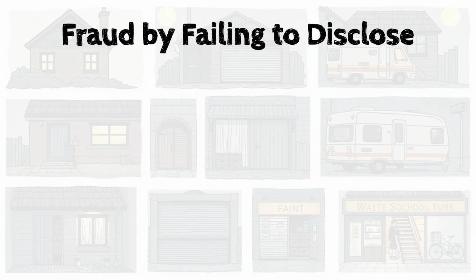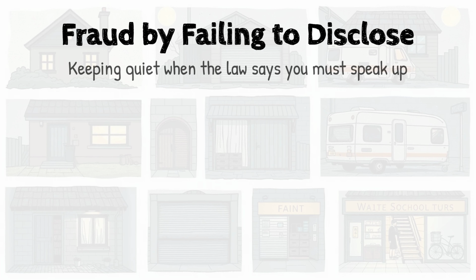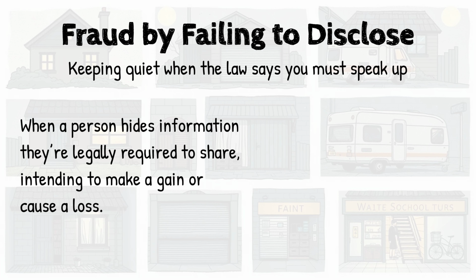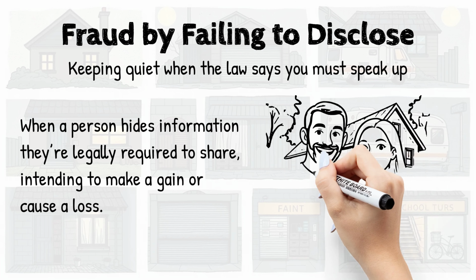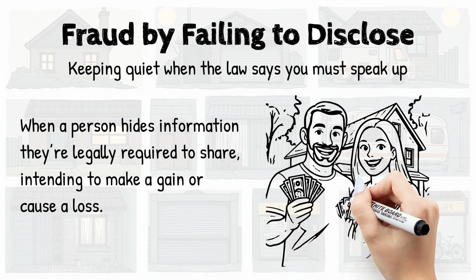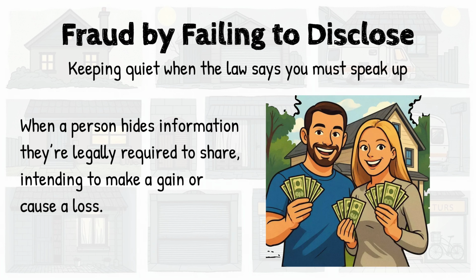Fraud by failing to disclose. Sometimes fraud isn't about lying. It's about keeping quiet when the law says you must speak up. Fraud by failure to disclose happens when a person hides information they're legally required to share, intending to make a gain or cause a loss. Imagine someone claiming benefits but not declaring their full-time job. Silence can be just as dishonest as speech.